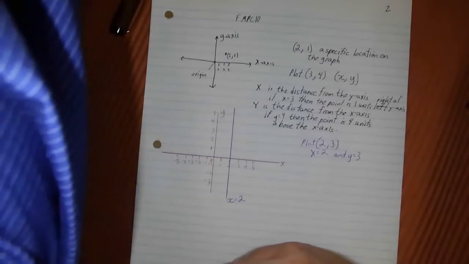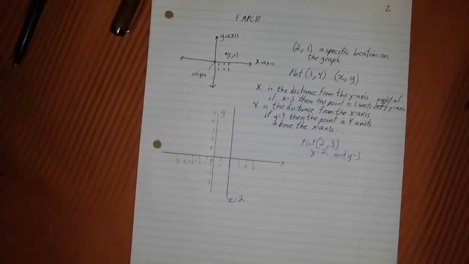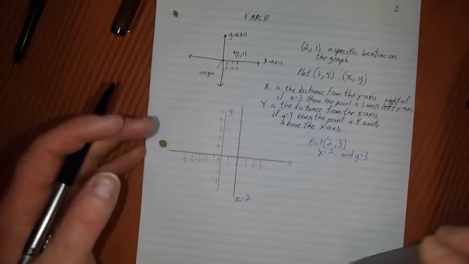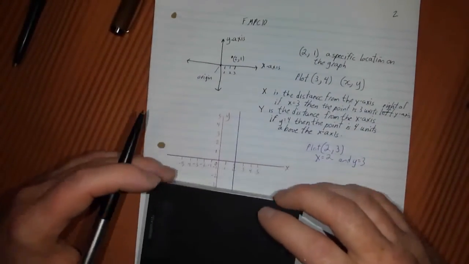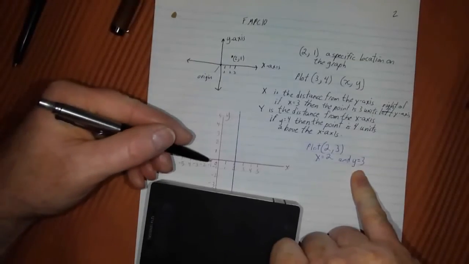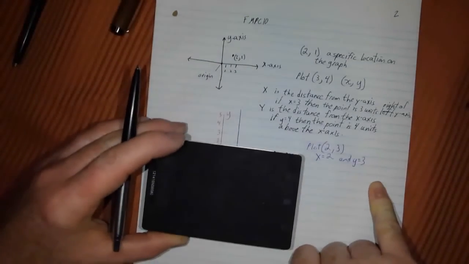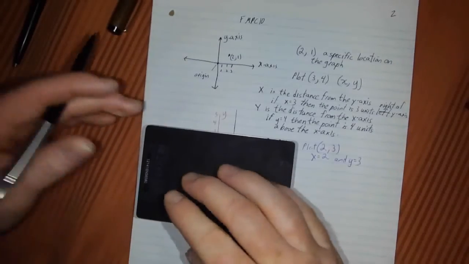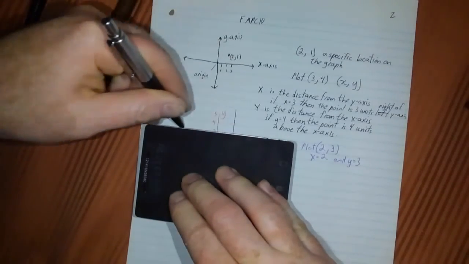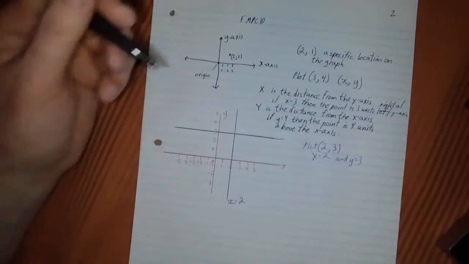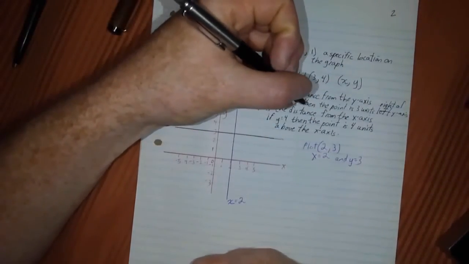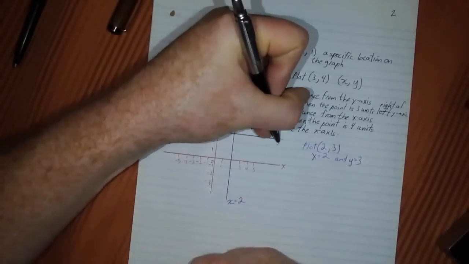All right, similarly, y equals 3. Y equals 3, it's a positive number. It's going to be above the x-axis. 1, 2, 3. That gives me a line that looks very much like that. A y equals line is horizontal, parallel to the x-axis.